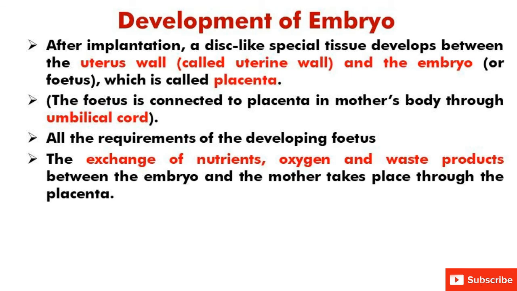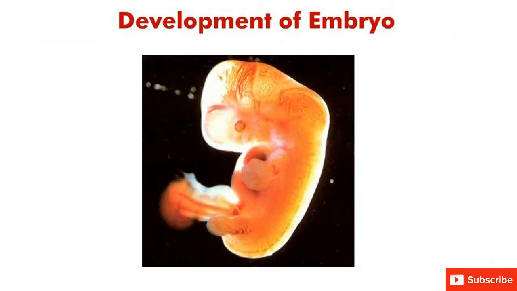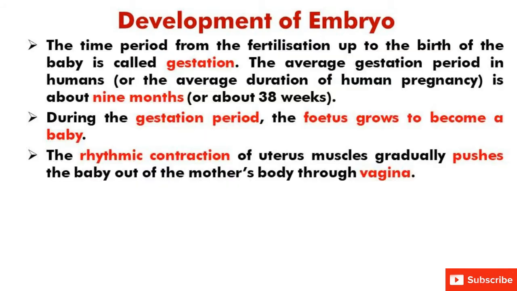From the mother through the placenta. This is how the development of embryo takes place. As you can see in the figure, embryo is attached to the uterus through placenta. Then the embryo gradually develops and grows to form baby.